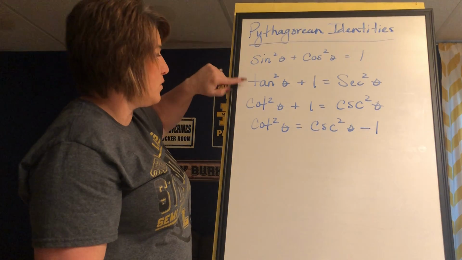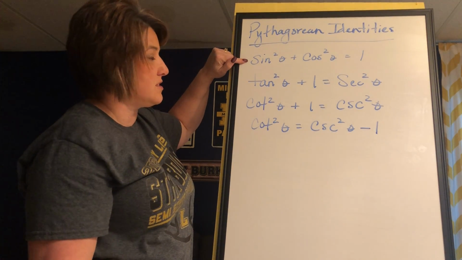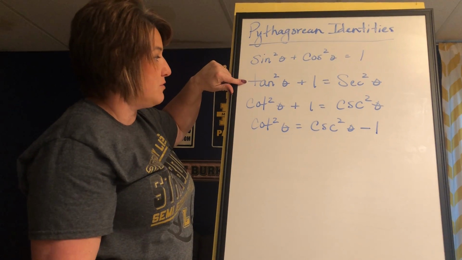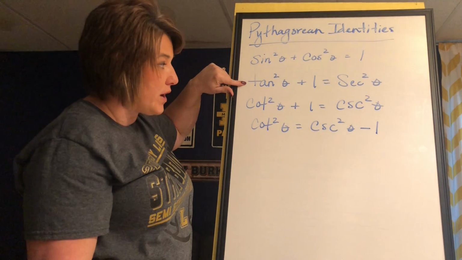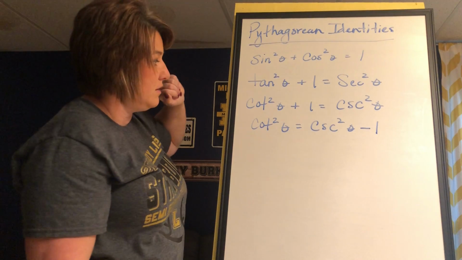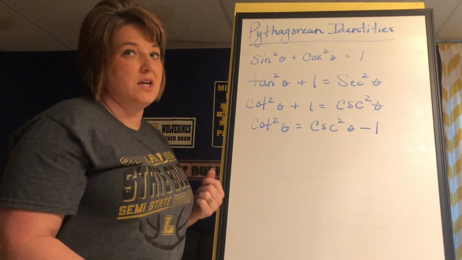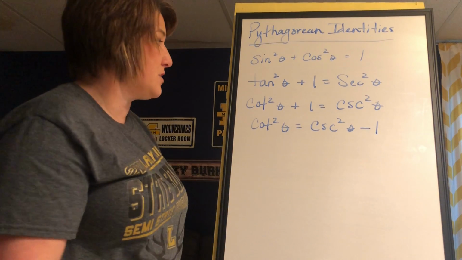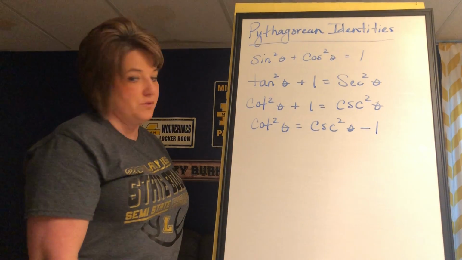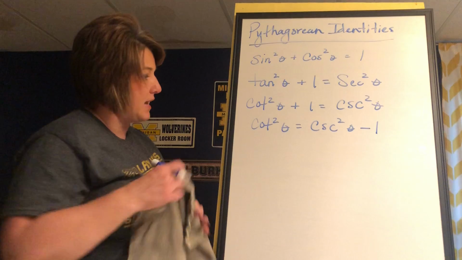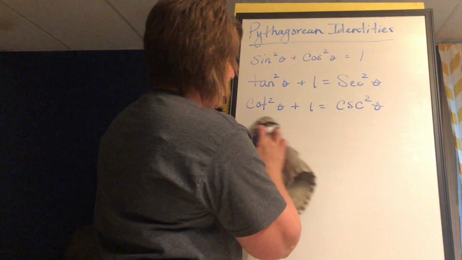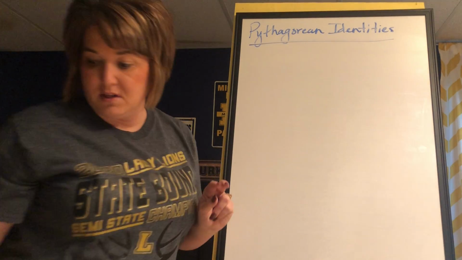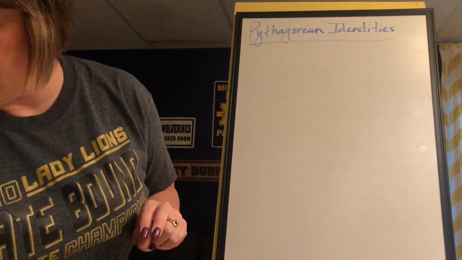You can do the same thing with both of these. You could solve this for sine squared. You could solve it for cosine squared. You could solve this one for tangent squared, or you could solve it for 1. So once you get one identity, you have a few more because you can move things from side to side. So those are the identities you want to keep handy. And let me show you how to work a problem dealing with these.